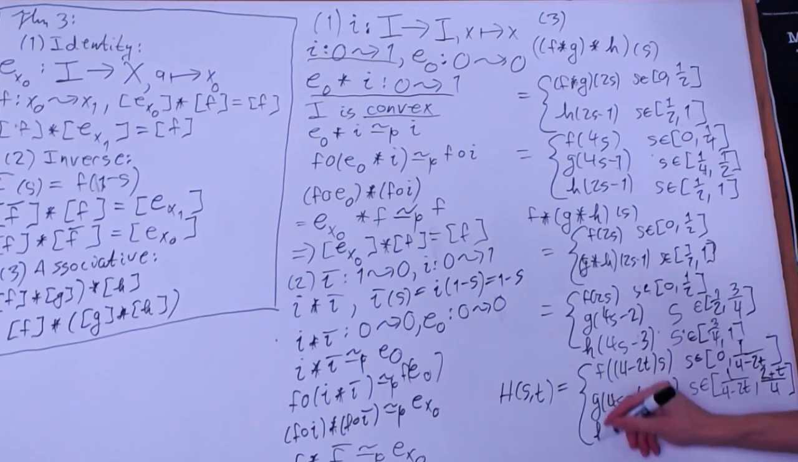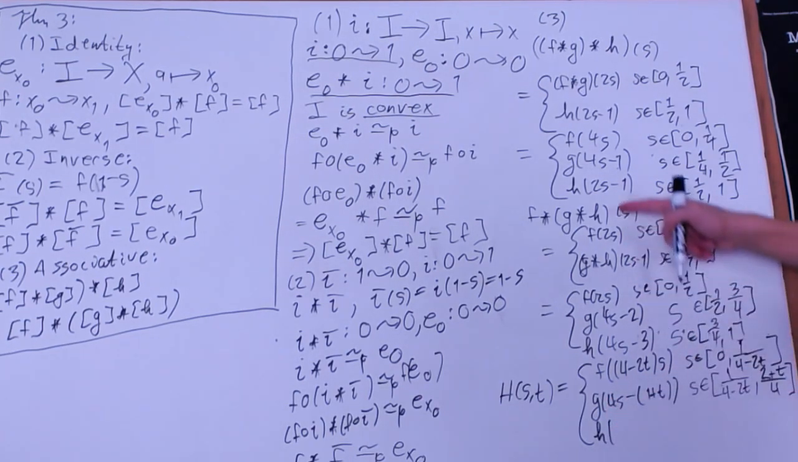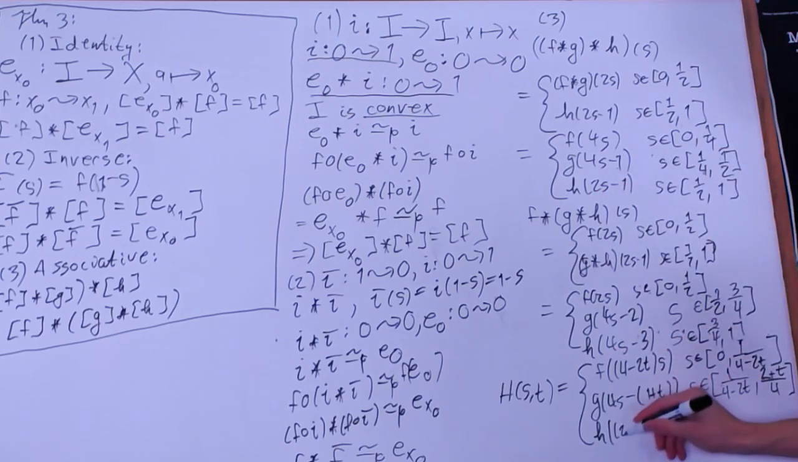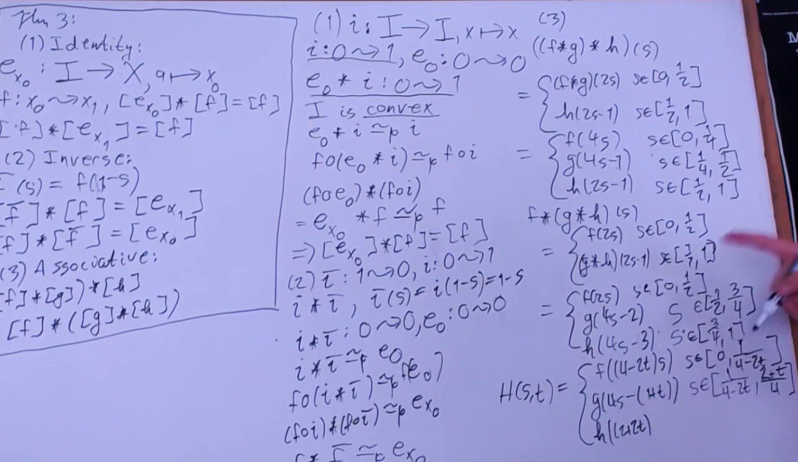And then for h, the way we do it, we want to start off with 2s minus 1, end up at 4s minus 3. So that's going to be 2 plus 2t, if we're going between 2 and 4, times s, and then minus, going between 1 and 3, it'll be 1 plus 2t. That'll be for s between 2 plus t over 4 until 1.